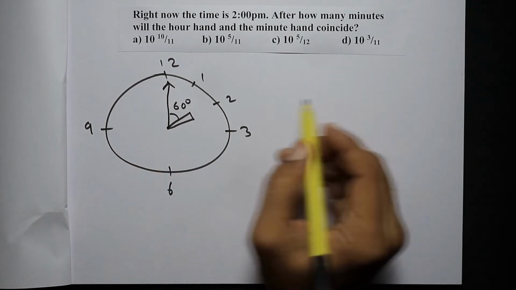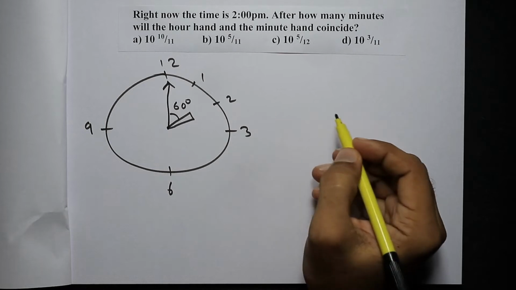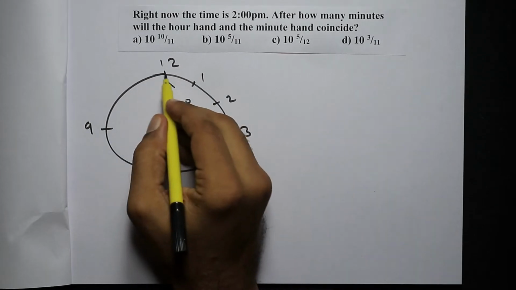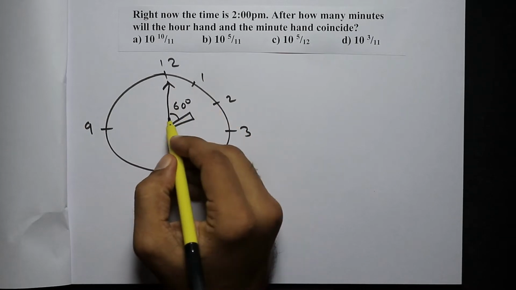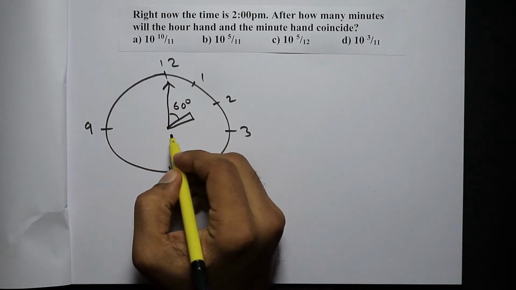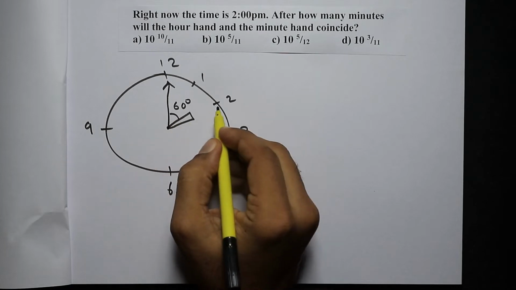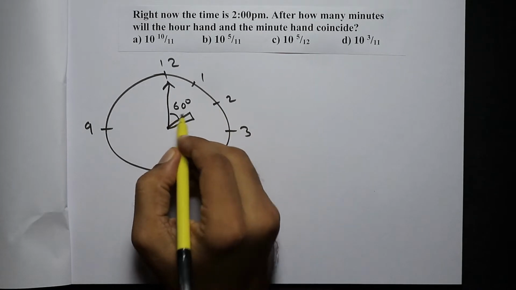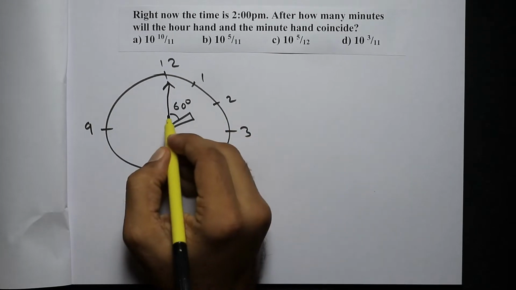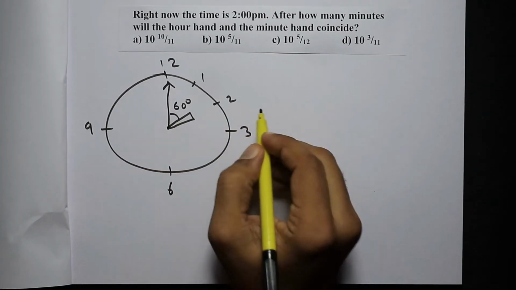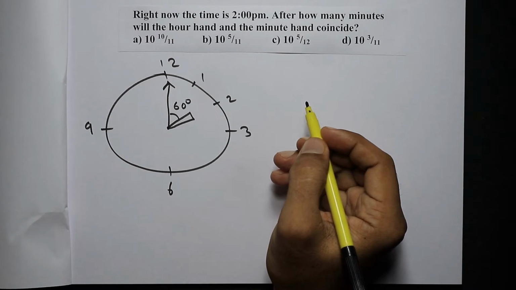The angle between any two successive hours is always 30 degrees. So 12 to 1 is 30 degrees and 1 to 2 is 30 degrees. 30 plus 30, this angle is 60 degrees. And you can see that this angle is decreasing. Every minute the angle will decrease by 5.5 degrees. So in 1 minute it will decrease by 5.5, in 2 minutes it will decrease by 11 and so on.